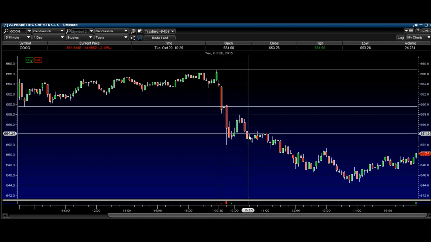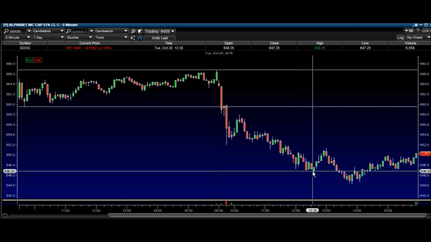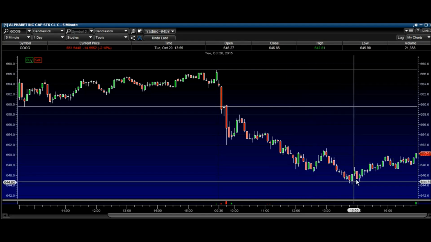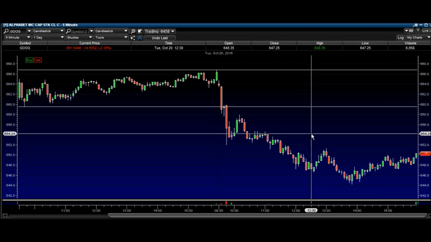And we ended up seeing this price really trend all the way down throughout the day before finally bottoming out down here and starting to uptrend. So Google was another good example of the opportunity to see a good move on this chart.